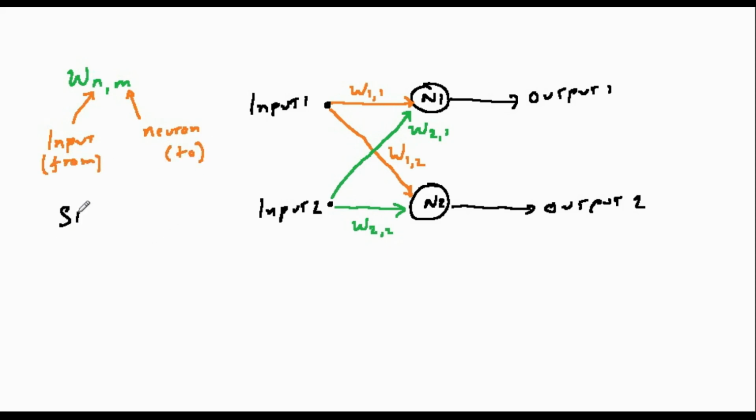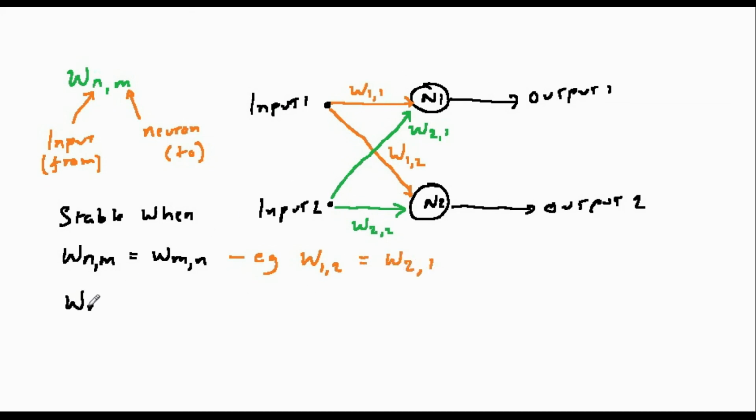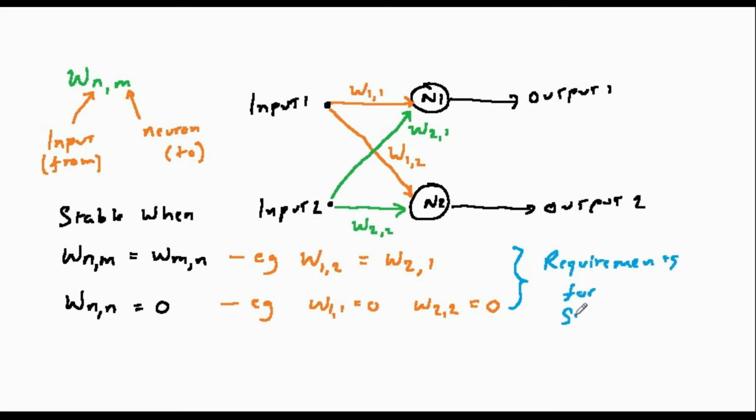Hopfield showed that the network is stable providing that Wn,m is equal to Wm,n and Wn,n is equal to 0. This means, for example, that W1,2 should be equal to W2,1 and W1,1 and W2,2 should be equal to 0. The training algorithm which Hopfield derived, and which we will discuss in the next video, automatically satisfies these constraints, and this automatically provides a stable network.